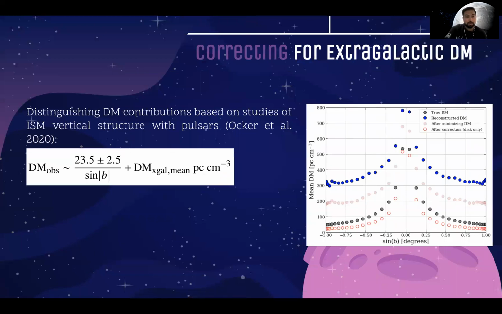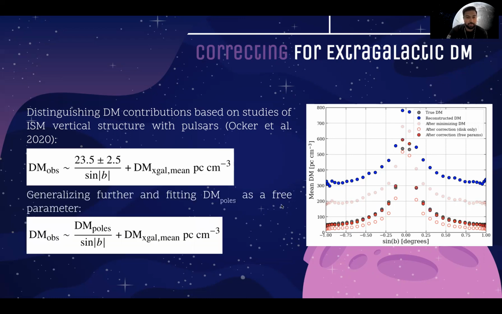There have been other studies that have looked at the ISM contributions to the DM, the most recent being Ocker et al. 2020, which model the DM ISM contribution as about 23.5 over sine b. This would be a lower limit to the total galactic DM because it's only looking at the ISM with pulsars that are embedded within the galaxy. If we take our DM observations and estimate them as this model, and then apply a correction based on that, we get these hollow red points. This correction gives us a lower limit on the total galactic DM.